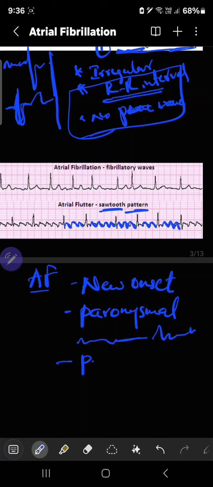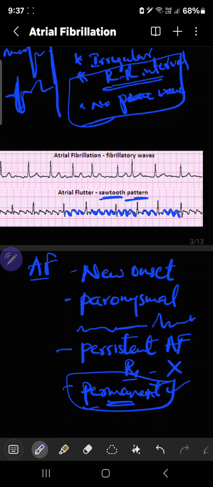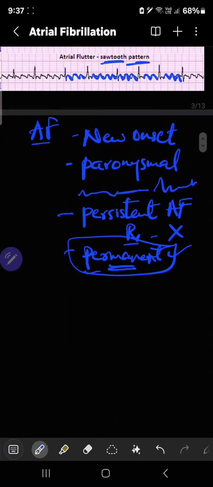Number three is persistent. What is persistent AF? The patient will be having continuous AF, and whenever you give the treatment, that will subside. And the fourth one is permanent AF. Permanent AF is where, whatever you do, the AF will be permanent for the rest of the life.